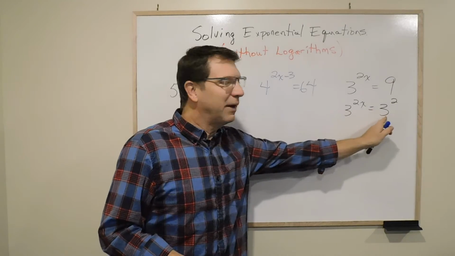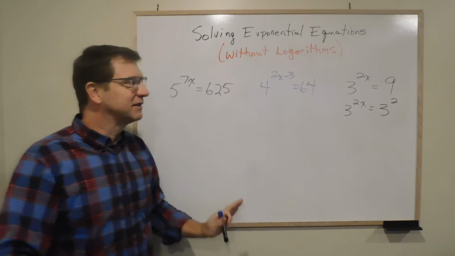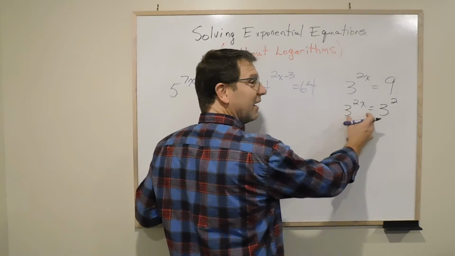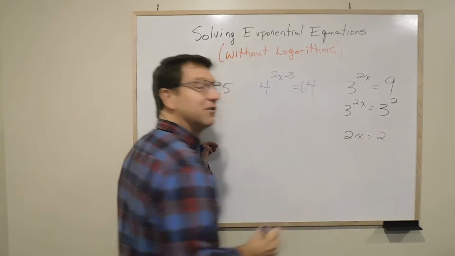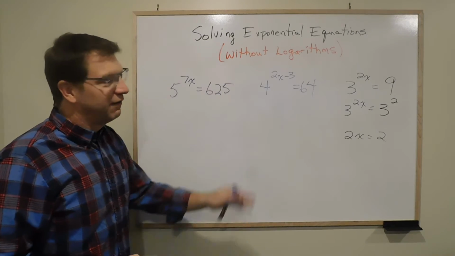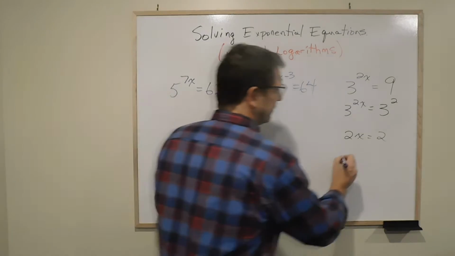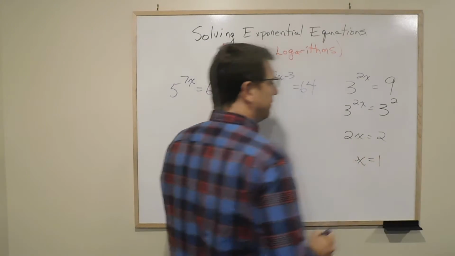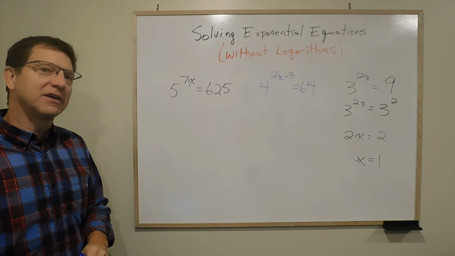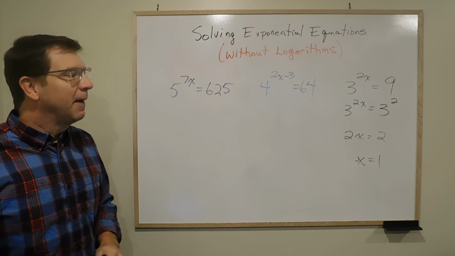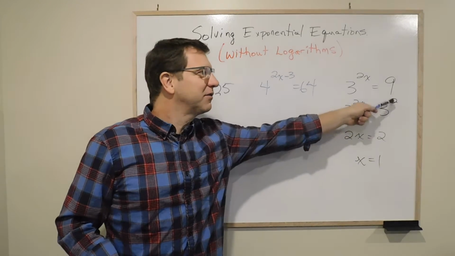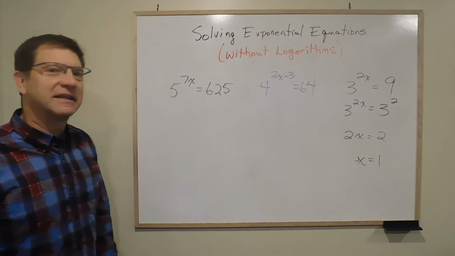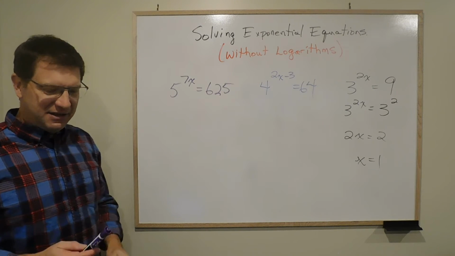Base 3, I can ignore the bases and say the only way the left side equals the right side is if 2x equals 2. If 2x equals 2, we would divide both sides by 2 and x would equal 1. Okay. Now that one's pretty straightforward because we all kind of know that 3 squared is 9, so that works out nicely. Okay. Let's look at these ones.